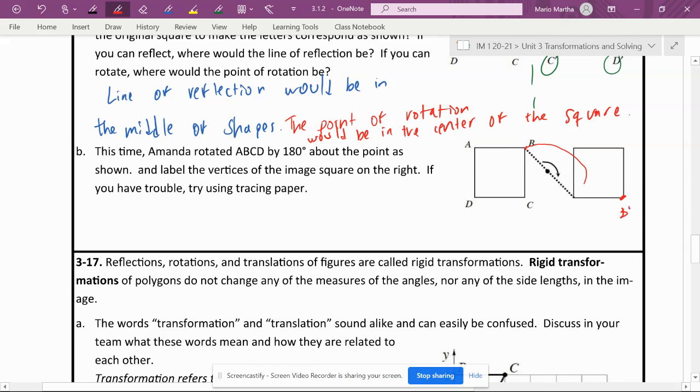So this would be B prime. And then this point, rotated 180 degrees, would be A prime. This would be D prime. And then this would be C prime.